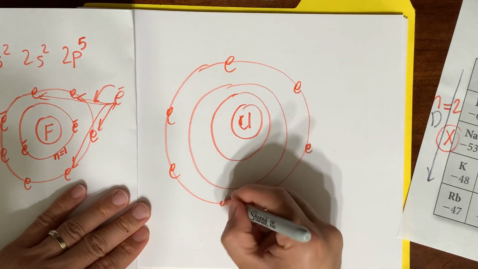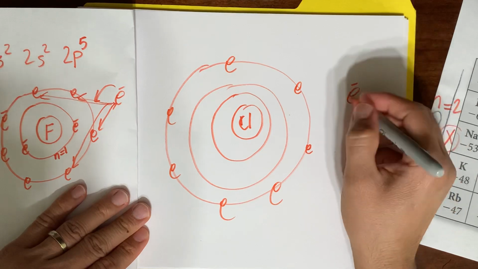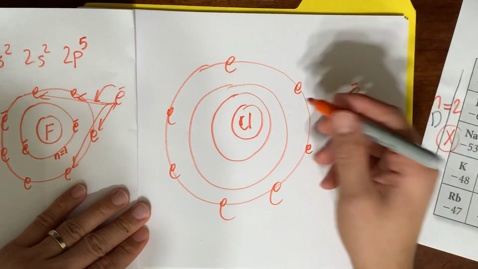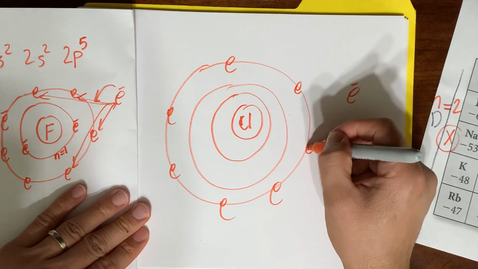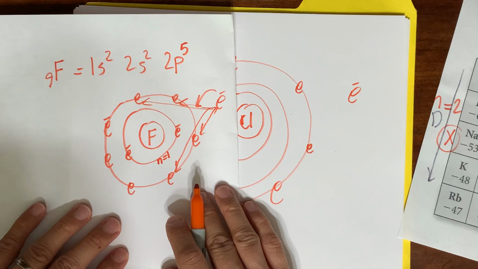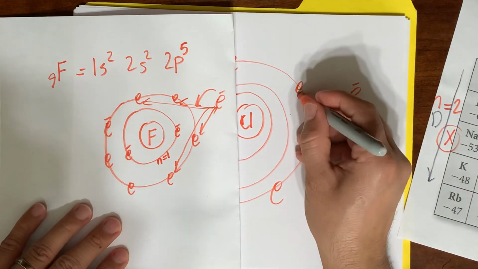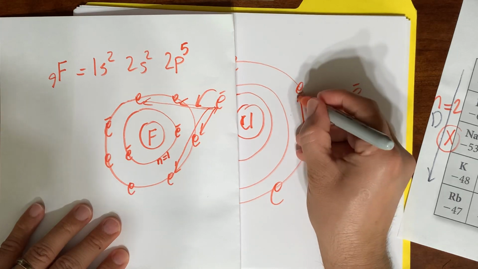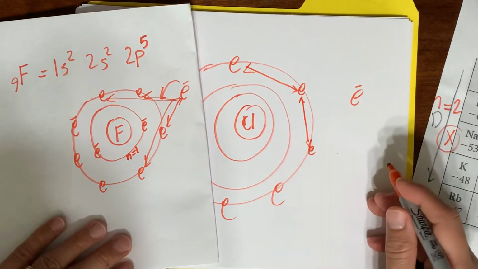Okay, 5, 6, 7, and you are adding an electron to the last layer. Look at the distance between electrons and compare it with fluorine. The distance between the electrons in chlorine is way bigger, because of the size of the element.